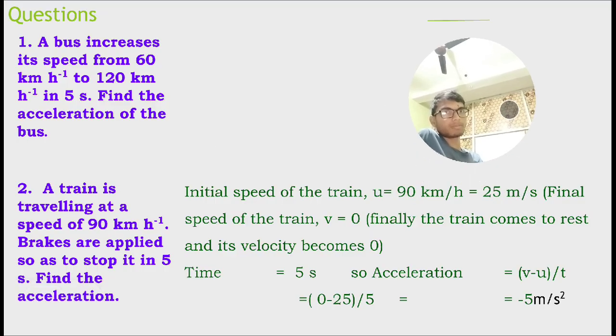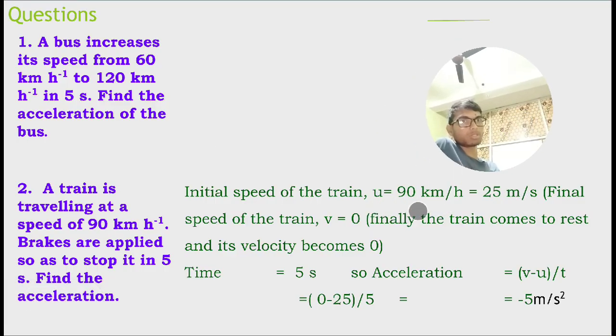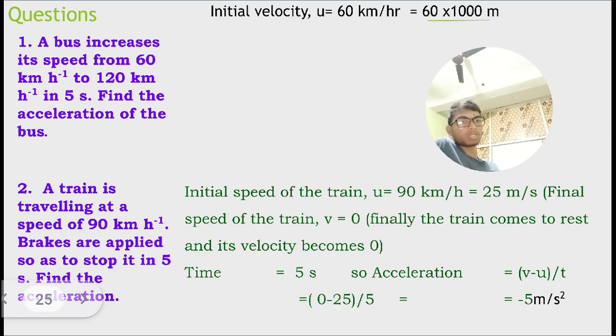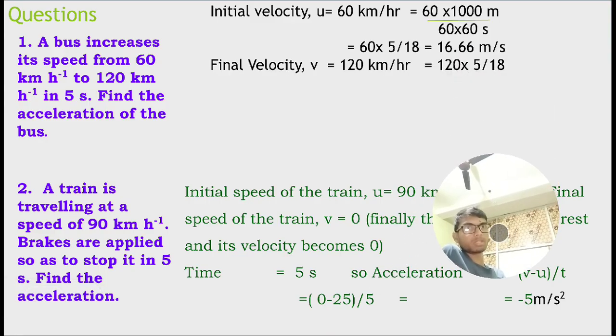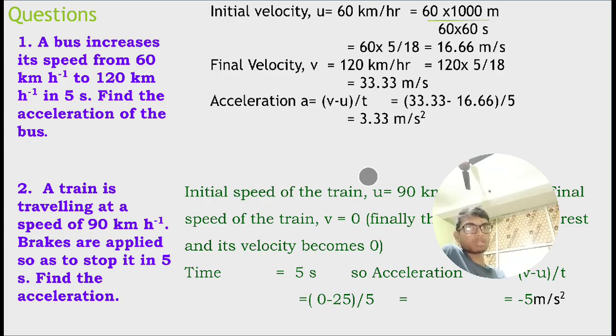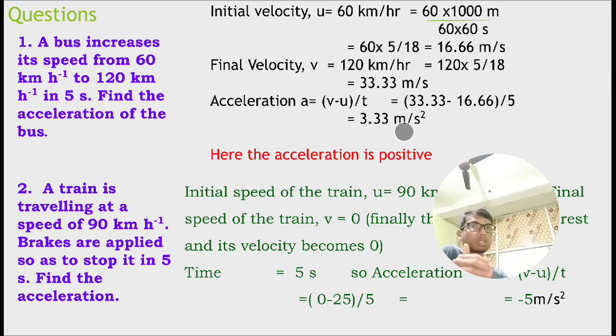Here you can see the initial speed of the train is this much meter per second. Final speed. Here it will give you how much? 12. I think it should be 12. Let's see. No, here acceleration is positive. Always remember, if you get a positive sign with the number, then you would say acceleration is positive. If you get a negative sign in a number, that means acceleration is negative. Clear?